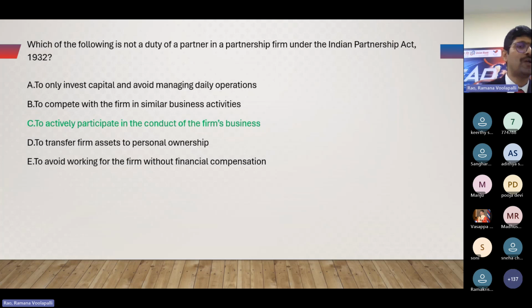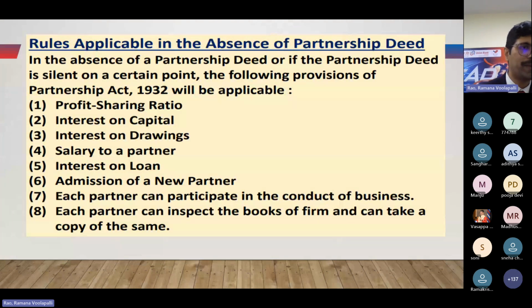So I'm telling about not a duty. So actively participating is a duty. So C is the right answer in that. Okay. Now let us look into the other aspects.